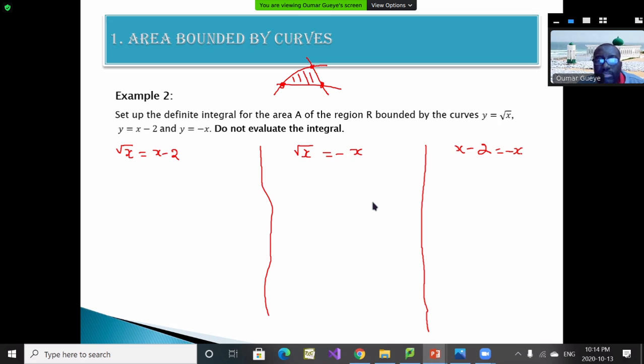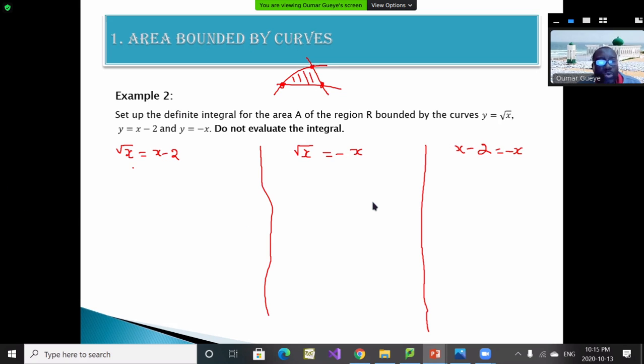Is it okay? I'm going to repeat again. Here I'm trying to find these three intersection points between the three curves. And we have to take two curves at a time. In the first part here, I'm going to take the first and the second equation, the first and the third equation, and the last combination here is going to be the second and third equations.